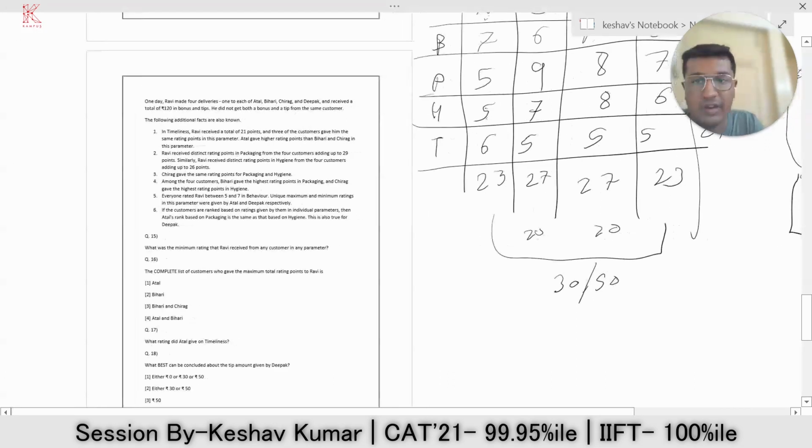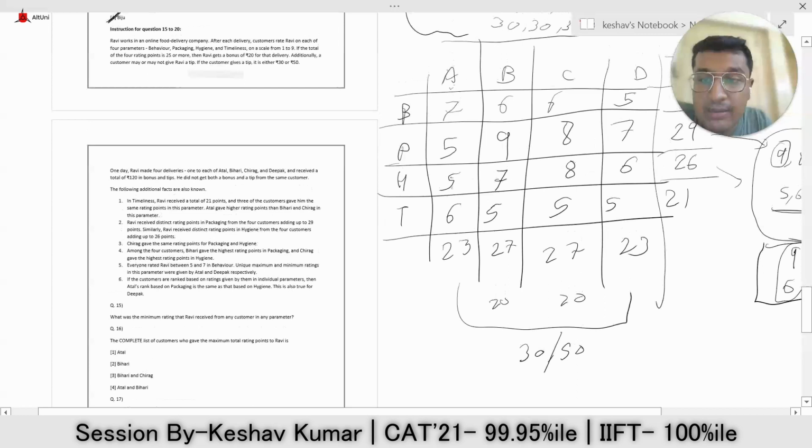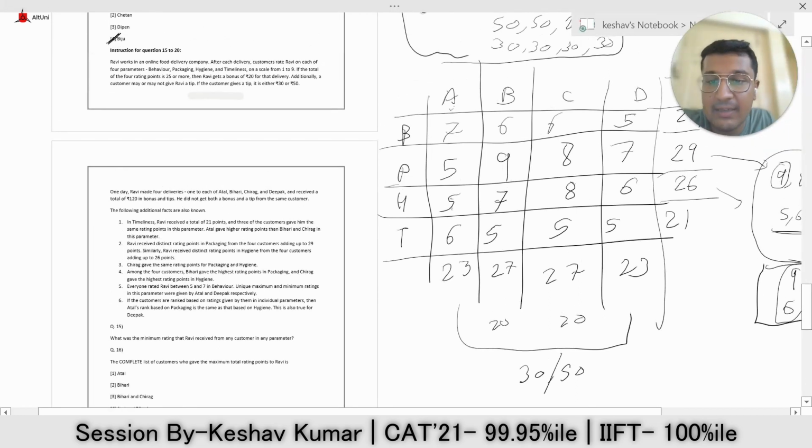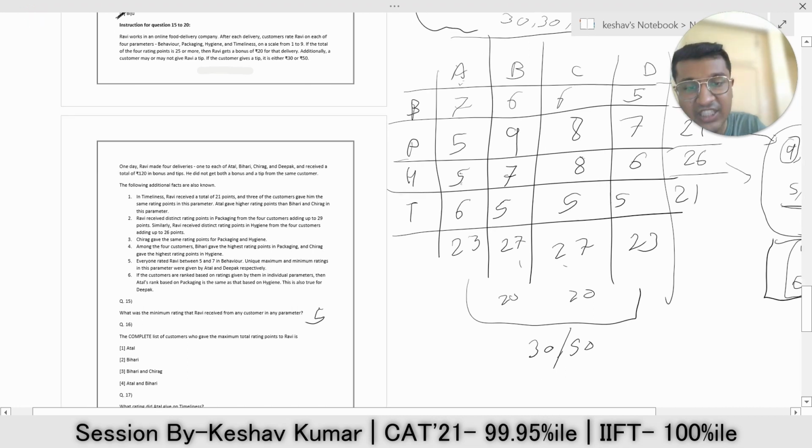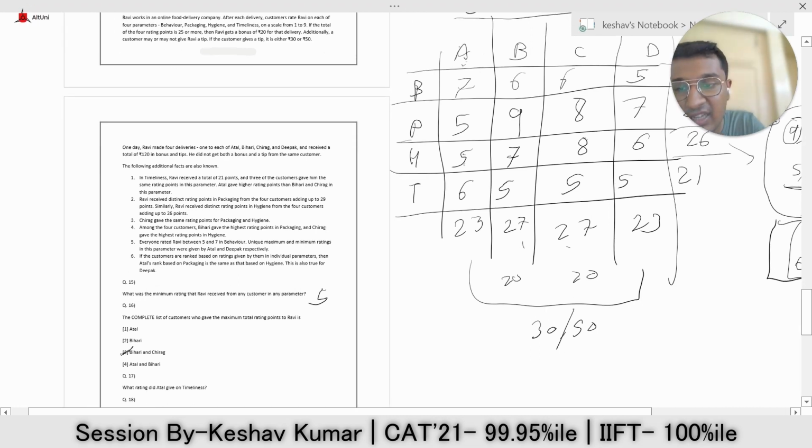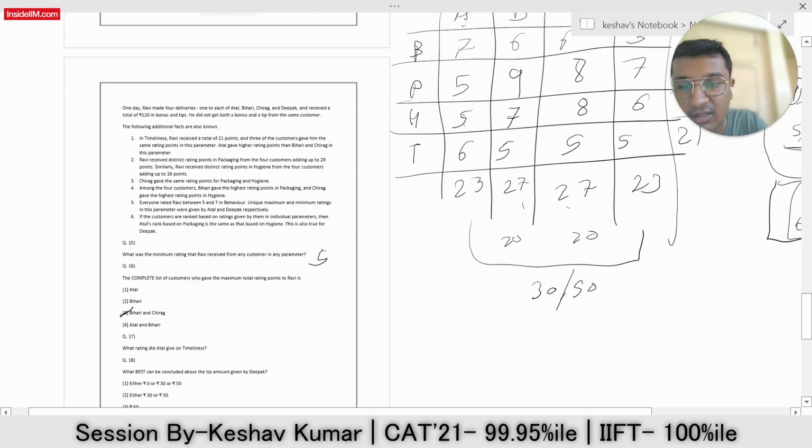I don't know who gave, but what was the minimum rating that Ravi received from any customer in any parameter? So as you can see, the minimum rating is 5. So my answer is 5. The complete list of customers who gave maximum total rating points to Ravi is. So the maximum total rating points are given by B and C, which is 27 each. So B and C. What rating did Atal give on timeliness? Which is 6. So my answer is 6.